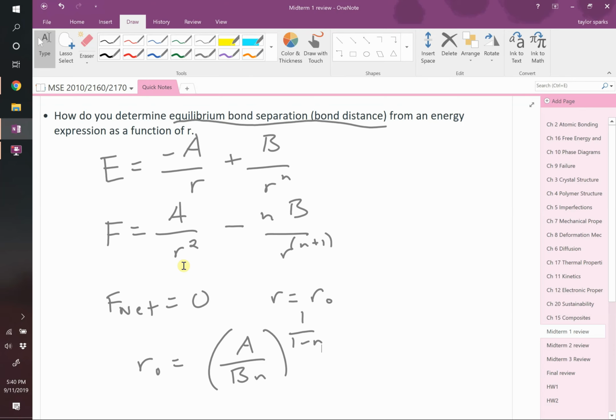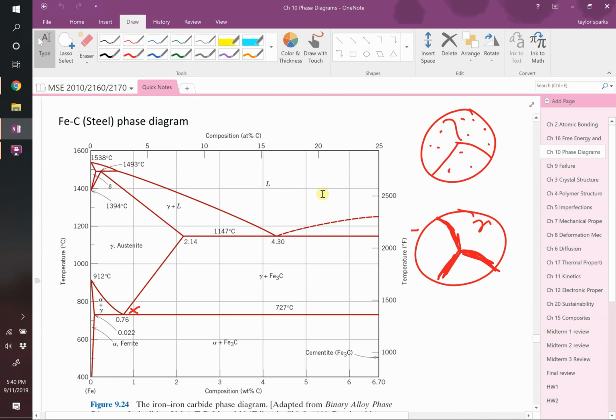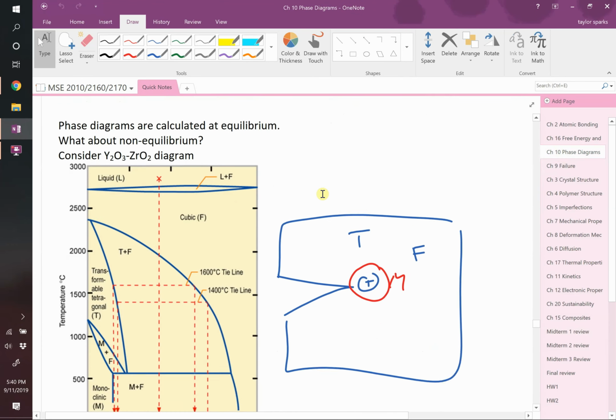Are there other questions? Ebso, what do you got? We have to know the congruent, incongruent melting. So, incongruent melting, what's the difference between incongruent and congruent? That's not on the test. We talked about it very briefly. Let me just say in one sentence or two what it is.